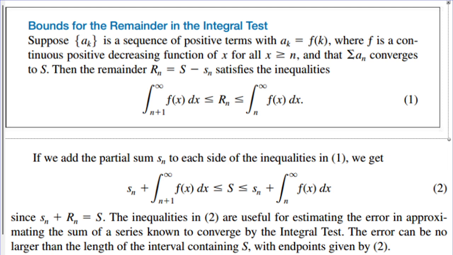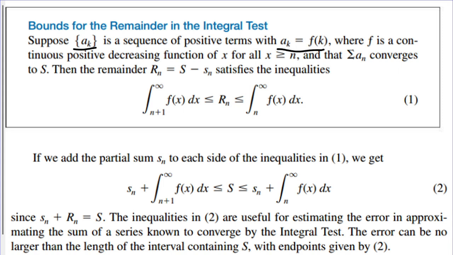Last thing we're looking at is the bounds for the remainder in the integral test. Suppose we have a series as a sequence of positive terms with a sub k equal to f of k, where f is a continuous, positive, decreasing function of x for all x greater than or equal to n, and that the sum of the terms of the sequence converges to some value s. Then the remainder, r sub n, is equal to s minus s sub n, and satisfies the following inequality.